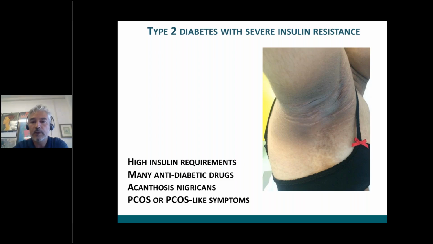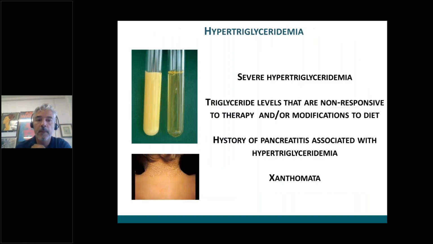Here are a few examples, some pictures coming from our cohort of patients. You can see here acanthosis from a 14-year-old patient with a congenital form of lipodystrophy. You can see here lipemic serum from a patient that has severe hypertriglyceridemia or xanthomata.